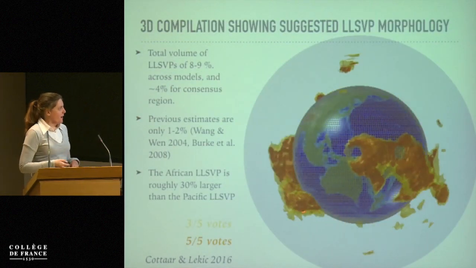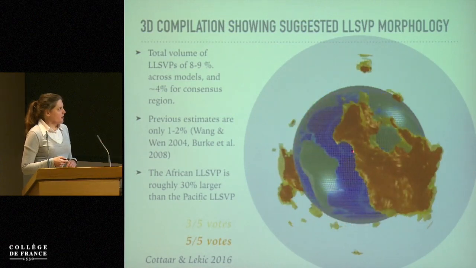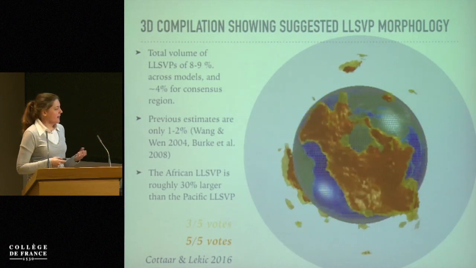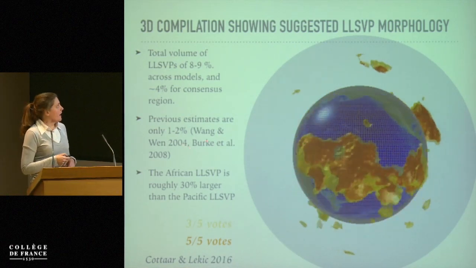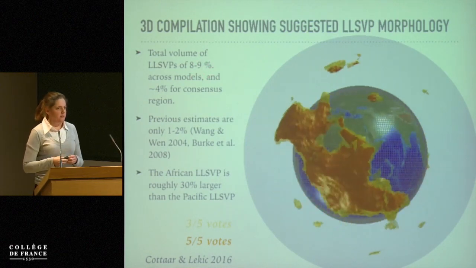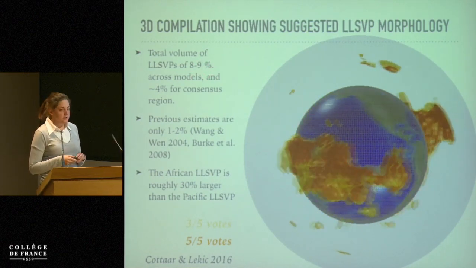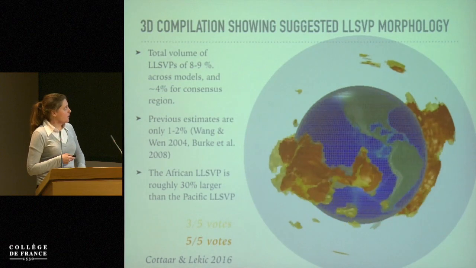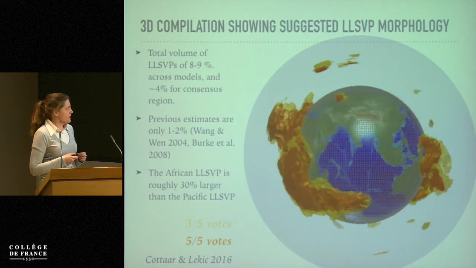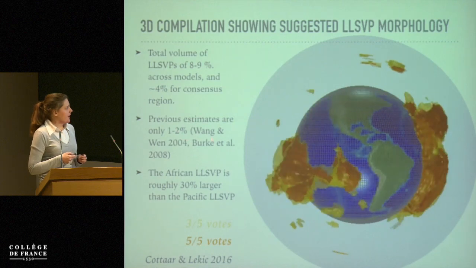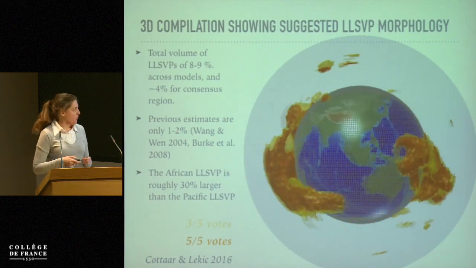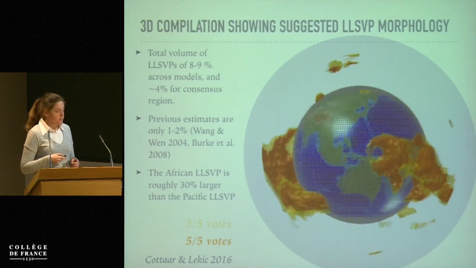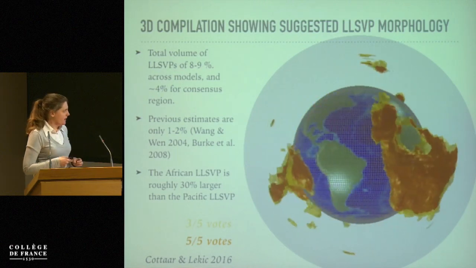So this is then a contour map of where, in red, all the models agree, and in yellow, where the majority of the models agree. Overall, if we make estimates of the volume in this, we do get a lot higher estimates. In individual models, it ranges from around 8 to 9% slow velocities, but if we look at the consensus between all models, we get a 4% estimate for the LLSVP, which is a lot higher than has been suggested by previous studies of waveform modeling and of taking contour maps in tomographic models. And we also see that the African LLSVP is suggested across the models to be 30% larger than the Pacific LLSVP.